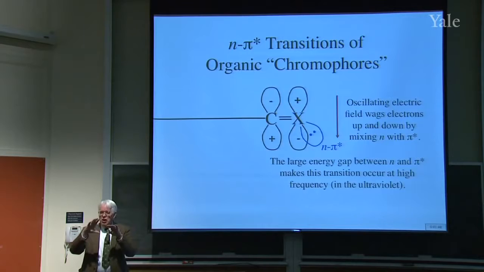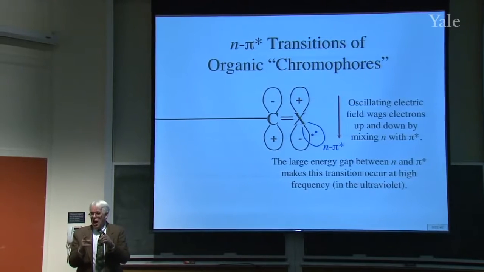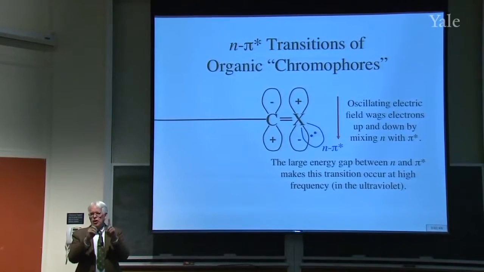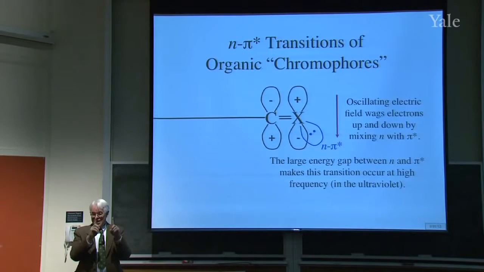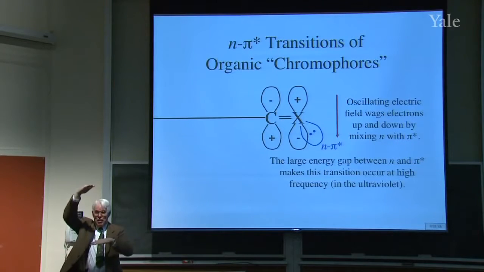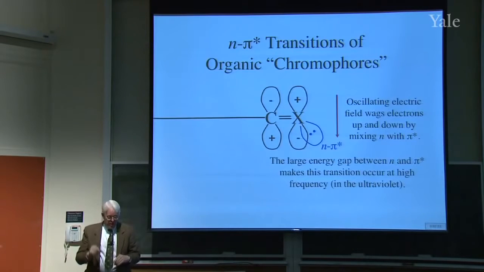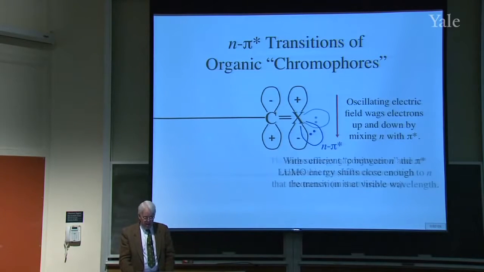The unshared pair you couldn't do much about, except maybe changing what atom is involved, oxygen, nitrogen, sulfur, things like that. How could you change the energy of the LUMO in the pi system? Anybody got an idea? So you have, if you put more double bonds conjugated with it, remember, the LUMO comes down, the HOMO comes up. So you can bring it closer to the energy of the unshared pair, right?